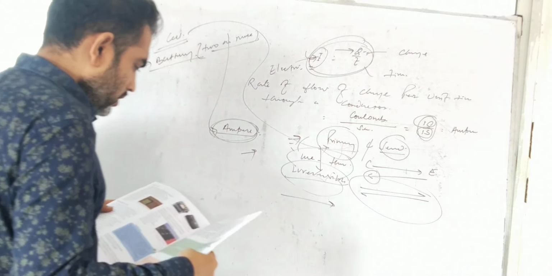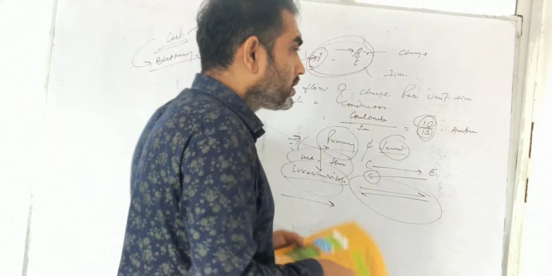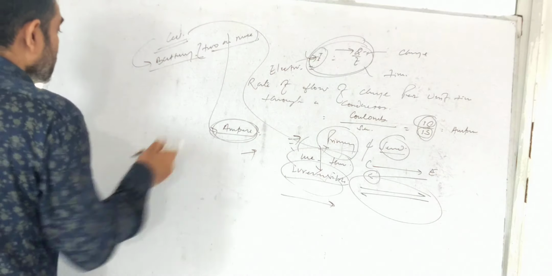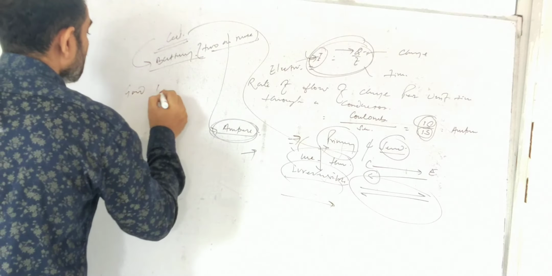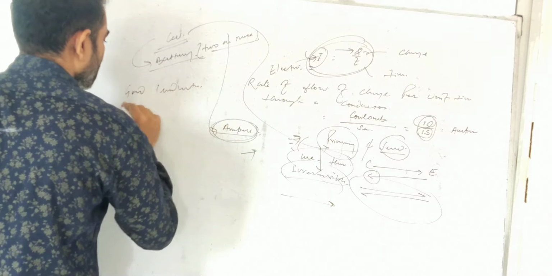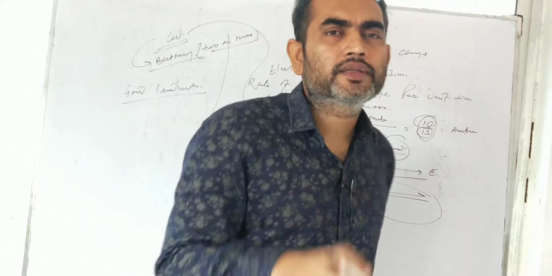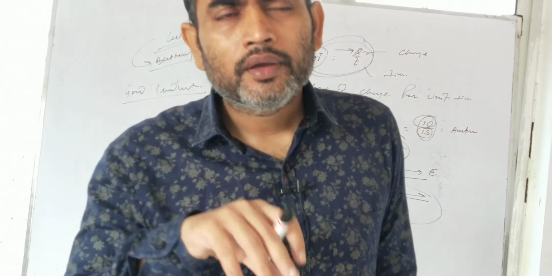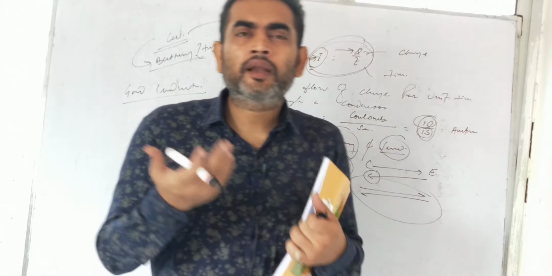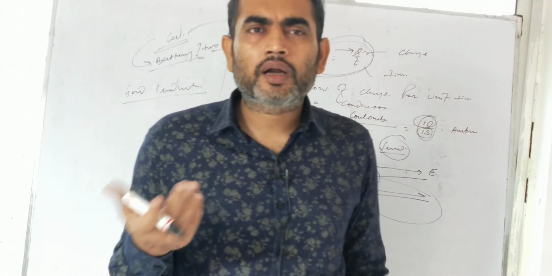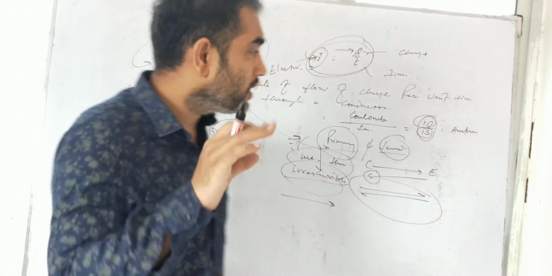Okay, next one, good conductor, bad conductor, that you know very well. Conductor means what? Any substance that allows heat and electricity to pass through it is said to be a conductor. And any substance that does not allow them is called a bad conductor or insulator.